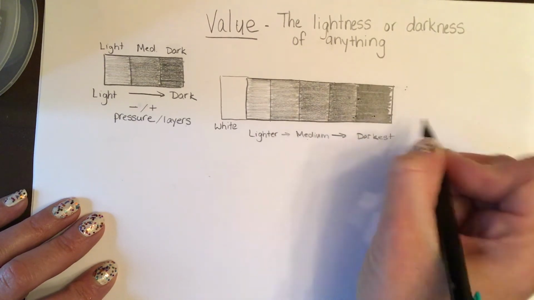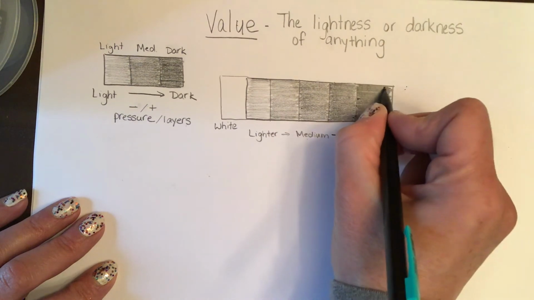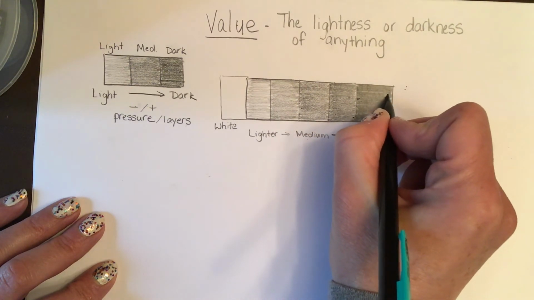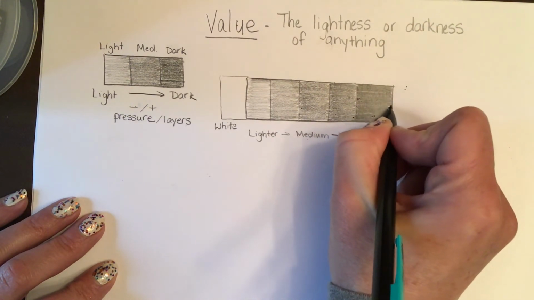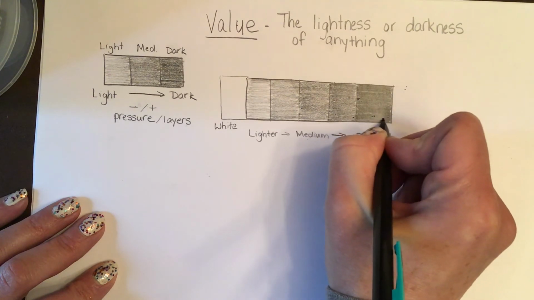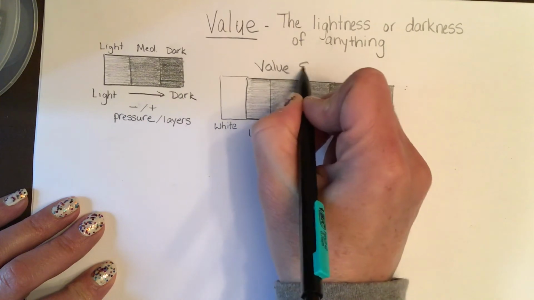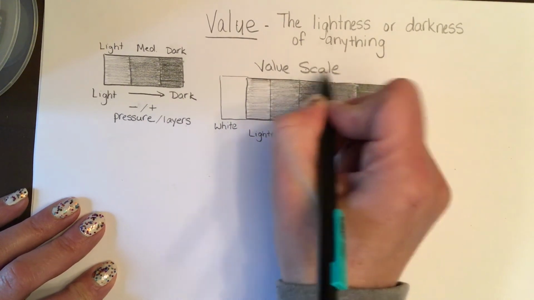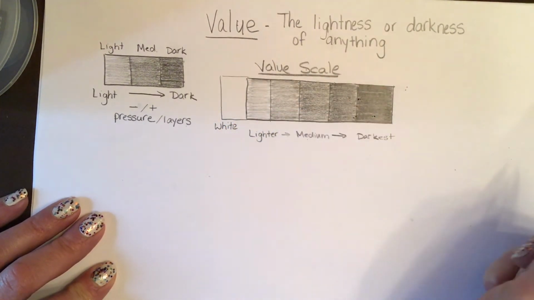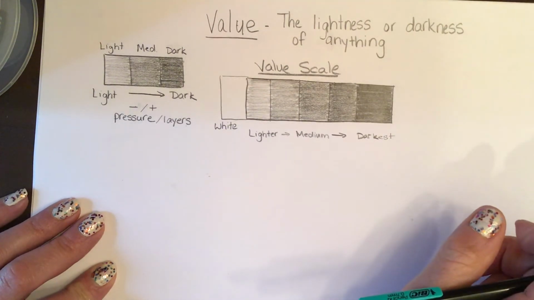And I do want you to keep it to the edge. See how I have a little bit on the edge here? I still want to go back and fill in those spaces, so I have a nice, clean looking value scale. So please make sure you label that at the top.